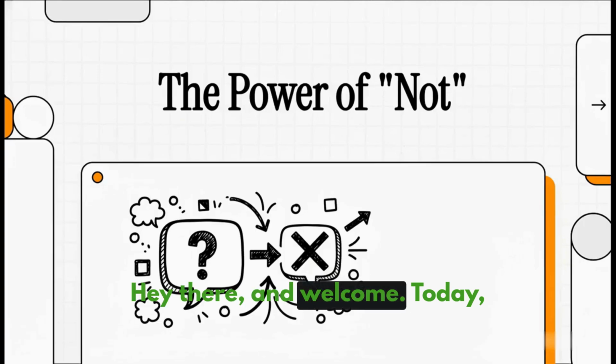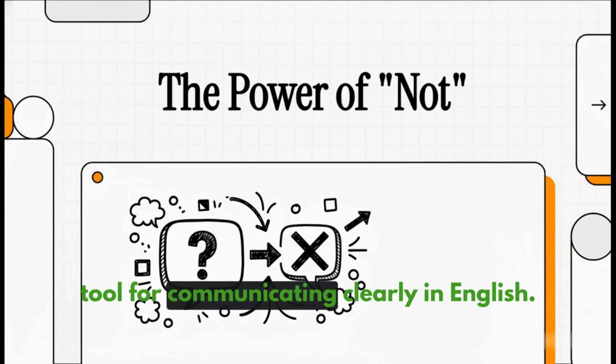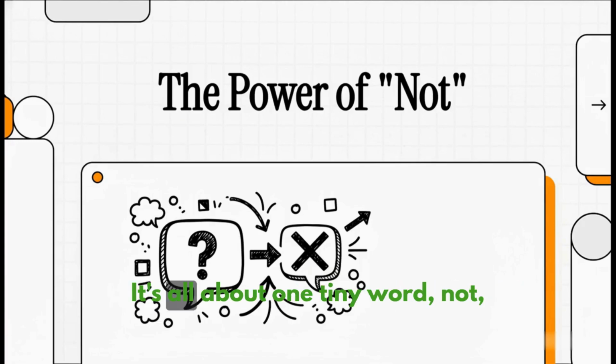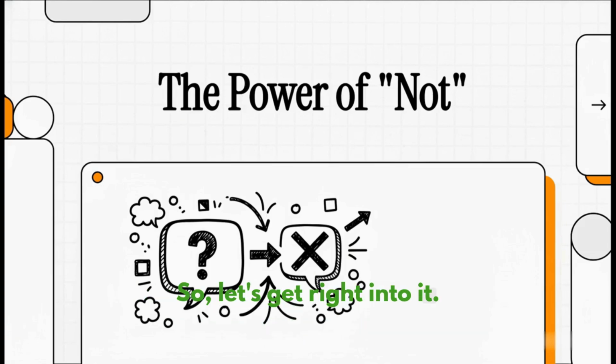Hey there, and welcome. Today we're going to dive into a super simple but really powerful tool for communicating clearly in English. It's all about one tiny word, not, and how it can totally flip the meaning of what you're trying to say. So let's get right into it.